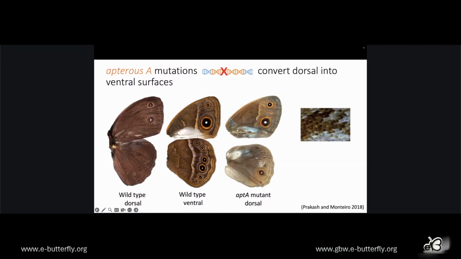Also, Apterus A seems to be a repressor of eye spots because you have very few eye spots on the normal surface and you have a lot of eye spots on the ventral surface. But when you repress Apterus A, like in this case, then eye spots start to show through on the dorsal side, meaning that Apterus was a repressor of the eye spot program on the dorsal side of the wing. Without Apterus, the dorsal wing surfaces revert to the default ventral identity.